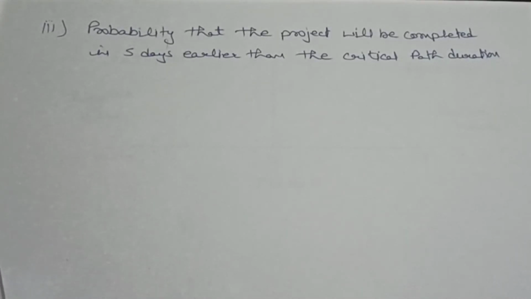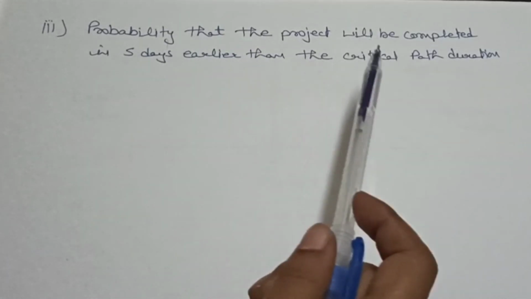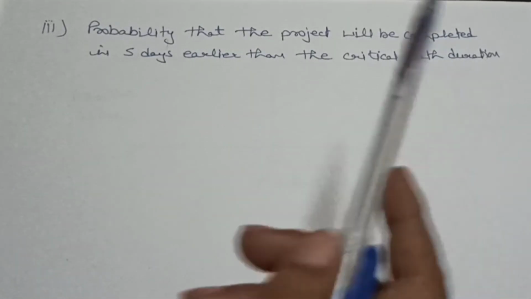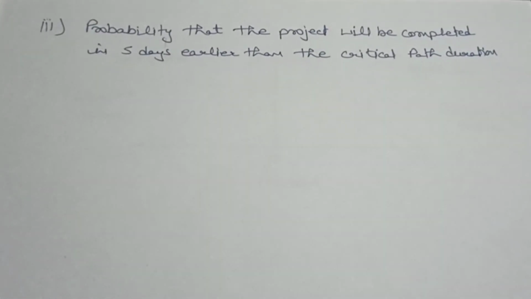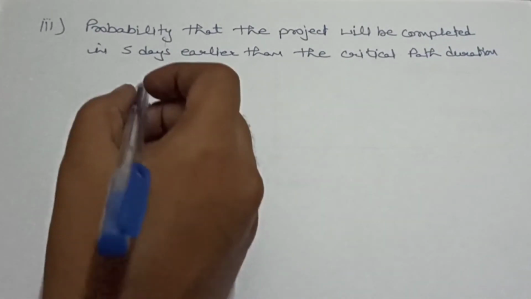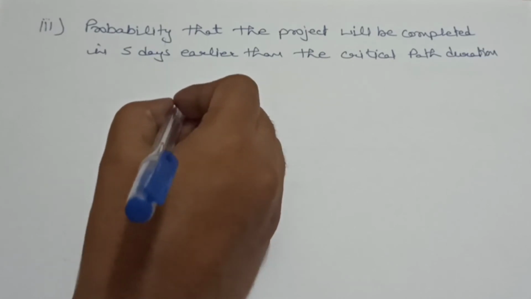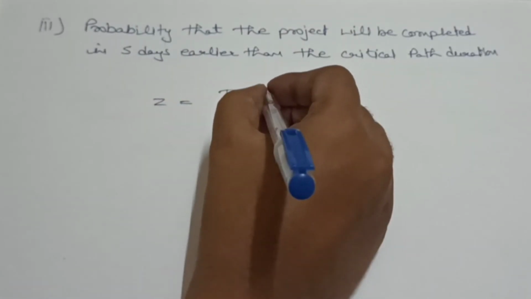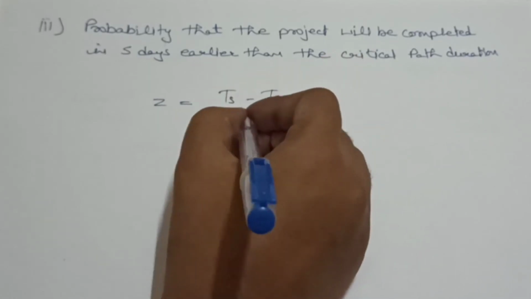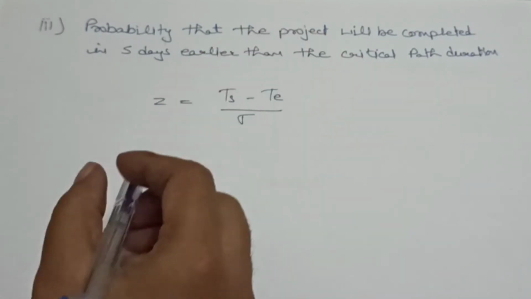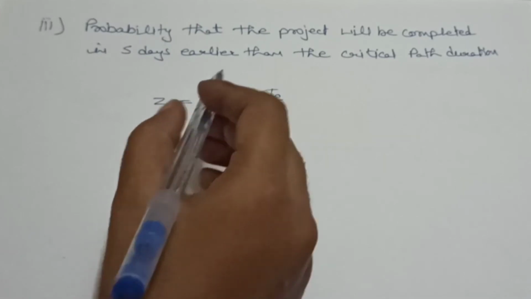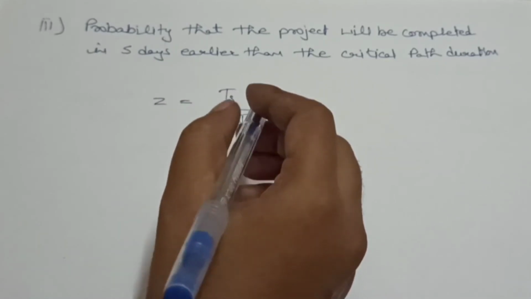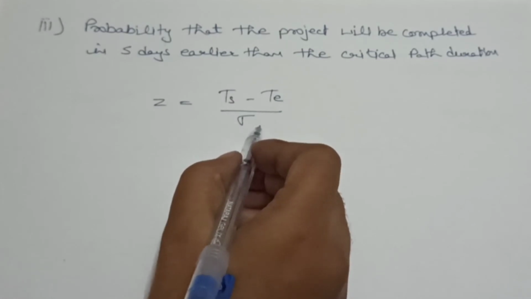Now we have to calculate the probability that the project will be completed 5 days earlier than the critical path duration. For this, we will calculate the Z value. The formula for Z value is TS minus TE divided by standard deviation. You can say Z value is equal to scheduled time minus expected time divided by standard deviation of the critical path.